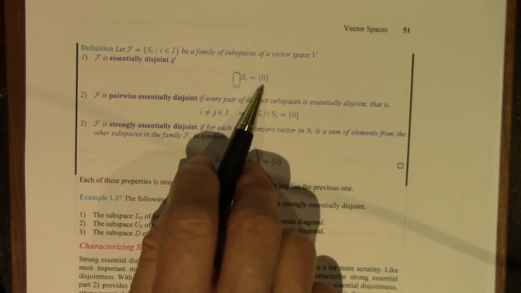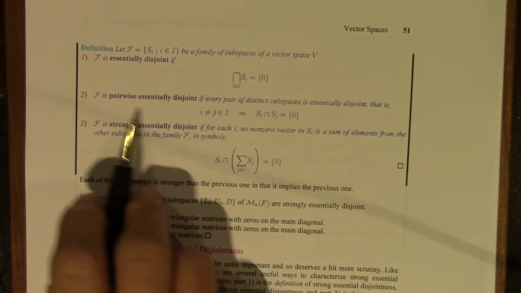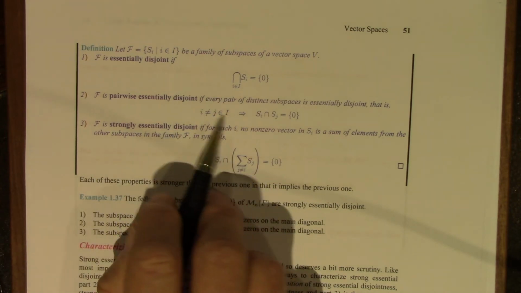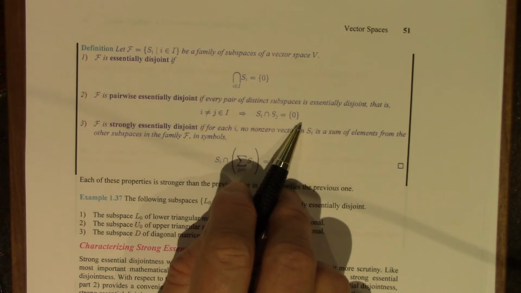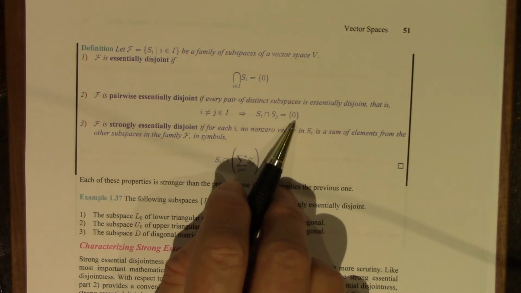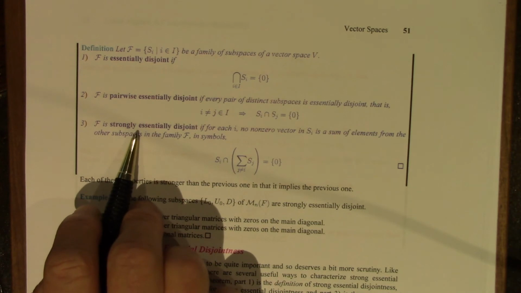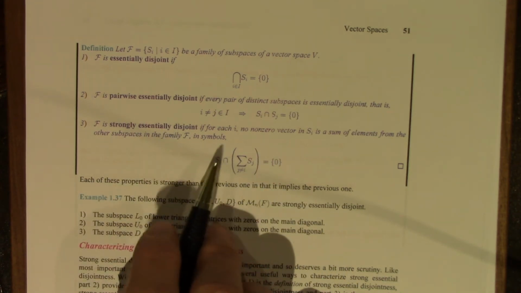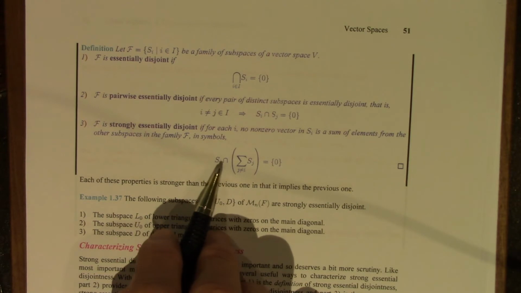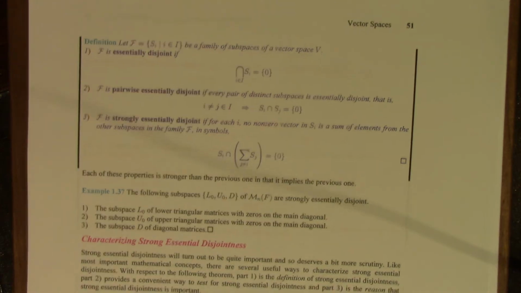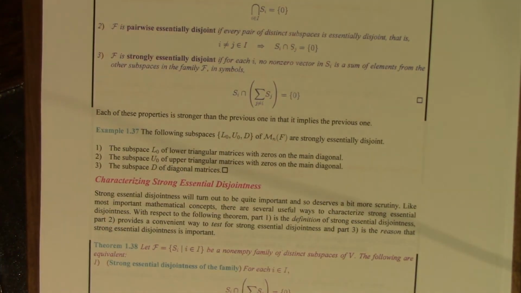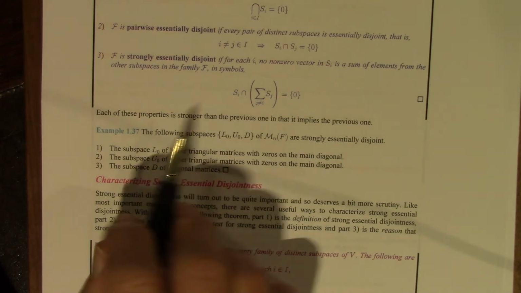The intersection is trivial, that's essentially disjoint. Pairwise essentially disjoint: two different indices, the subspaces are essentially disjoint. And strong essential disjointness: each subspace is essentially disjoint from the sum of all the other subspaces. And each of these properties is stronger than the previous one.